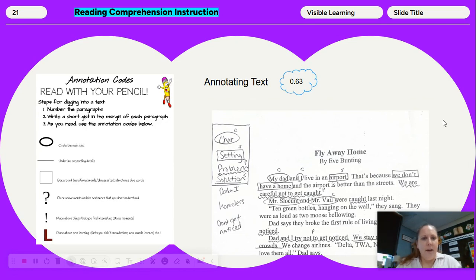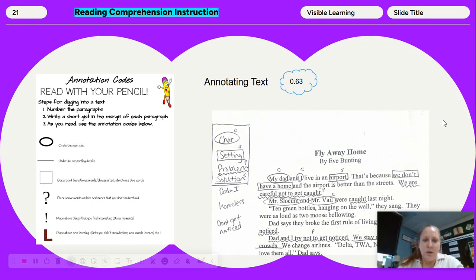Okay, next is annotating text, and I will be honest, I often forget to use this strategy because in Open Court the kids can't write on their text, right? So annotating is something that is really important. I teach my kids to read with your pencil. So although we don't annotate every text, we do, in a certain way, annotate every text because we use sticky notes.